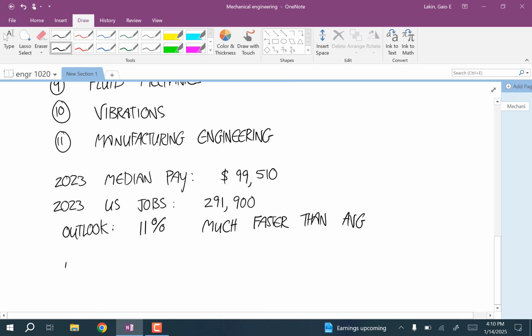And then the work environment for mechanical engineers is usually office work. So mechanical engineers don't tend to do a lot of work out in the field or anything like that.